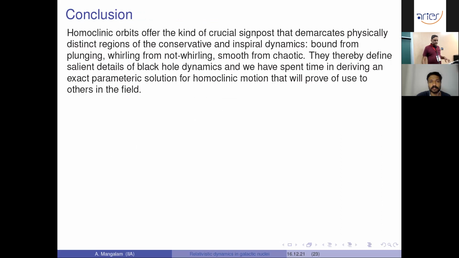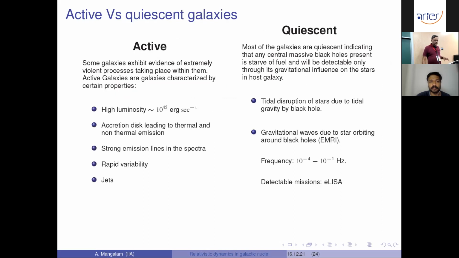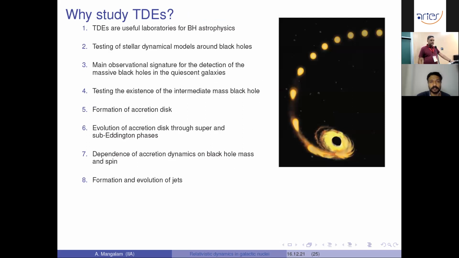So these dynamics are important, and I'll show you how we have exploited them in studies of tidal disruption events, for example. So why are TDEs important? If you have active galaxies, they're high luminosity, they have jets. Quiescent ones are quiet. So they are particularly interesting cases where you can see stars being disrupted. And these events are now beginning to be observed. And so we can learn a lot; it's a good laboratory to do black hole astrophysics.